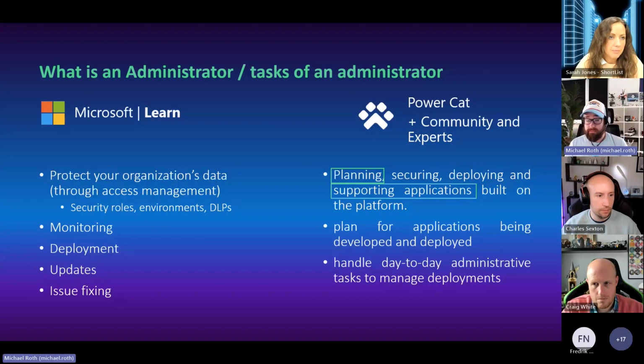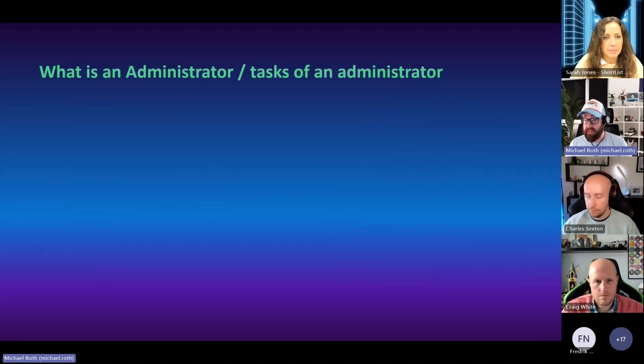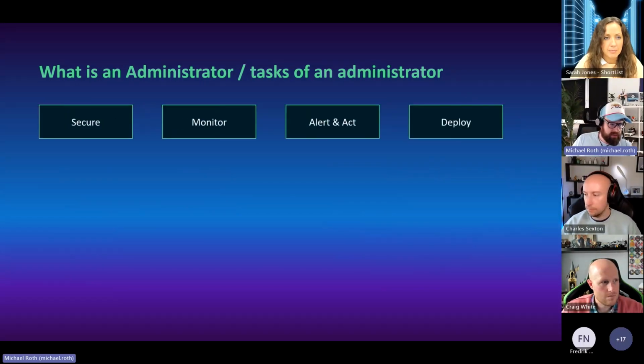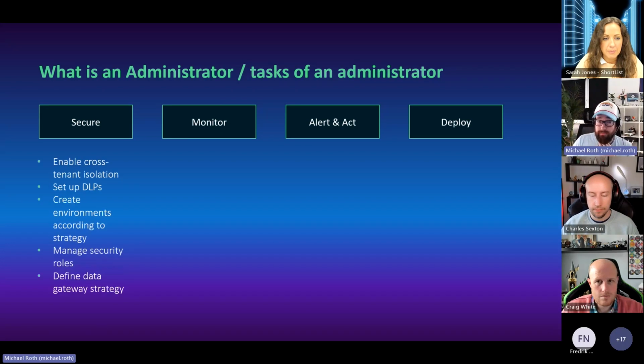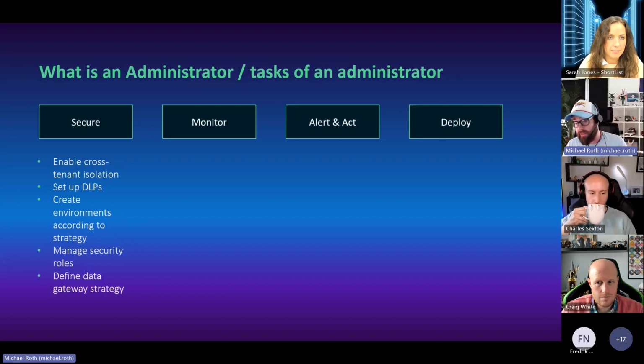So I had a little bit of things that I don't agree with, but in general, that's a good overview. Now, if we break that down a little bit to see what we have, we take the 4 main points: secure, monitor, alert and act, and deploy. And if we look into it, this is not a complete list, but the first things that popped into my head, like enable cross-tenant isolation, one of my favorites, then set up the DLPs, create the environments, of course according to strategy, then manage the security roles and define a data gateway strategy, and of course also the custom connectors, and that is something for monitoring as well.